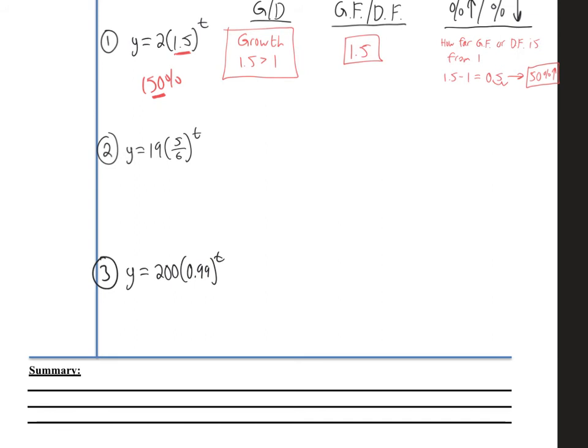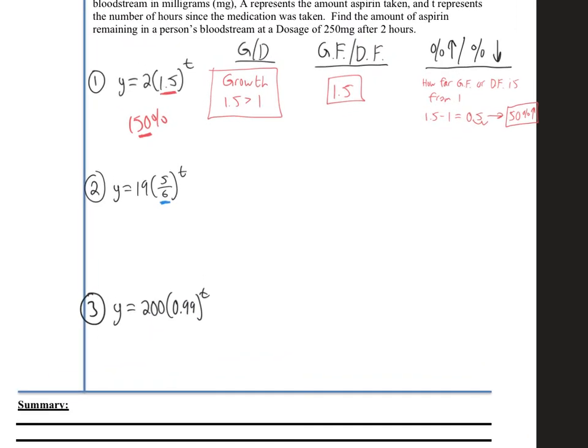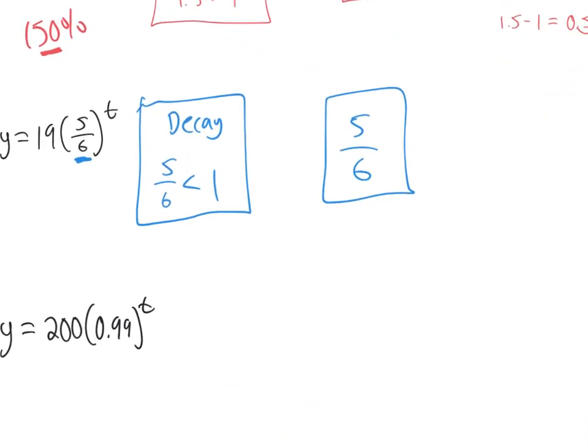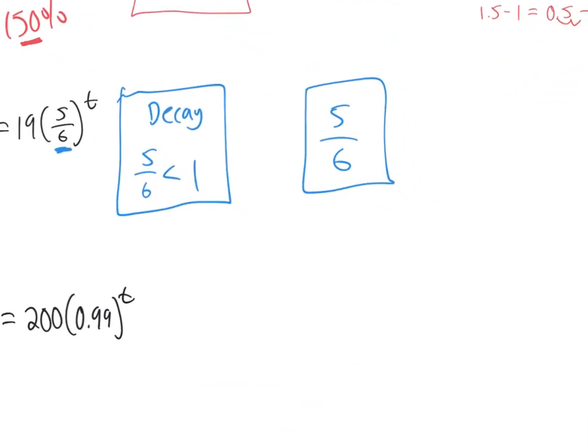Number 2, we're looking at the 5/6. That's going to tell us whether it's growth or decay. Is 5/6 bigger than 1 or less than 1? It's less than 1, so it's going to be decay, because 5/6 is less than 1. So if it's decay, it's automatically going to be a decay factor, which means it's going to be just 5/6, whatever's in the parentheses. And then we need to convert that to a decimal, actually. So 5 divided by 6, you're going to get approximately 0.83.